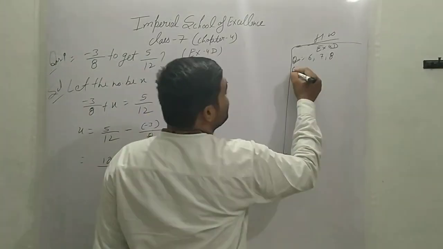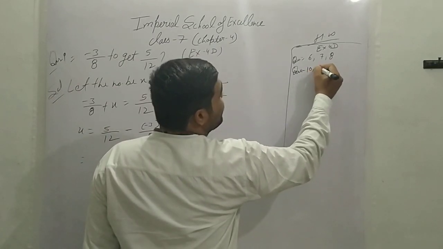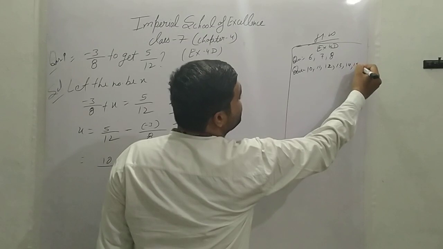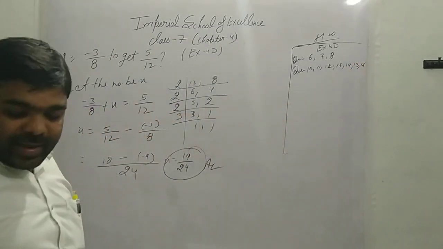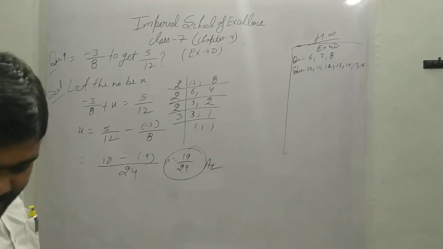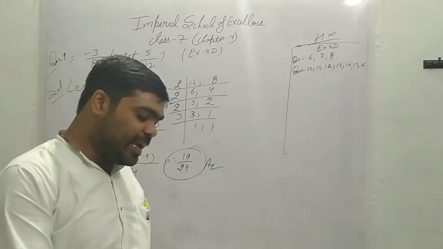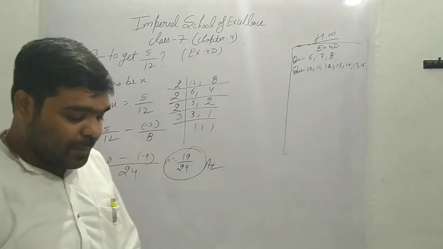All questions are the same. You have to do nothing in this. Question number 10, 11, 12, 13, 14, 15 and 16, you have to do by your own. Now we will discuss exercise 4E. In exercise 4E, it is given multiply.